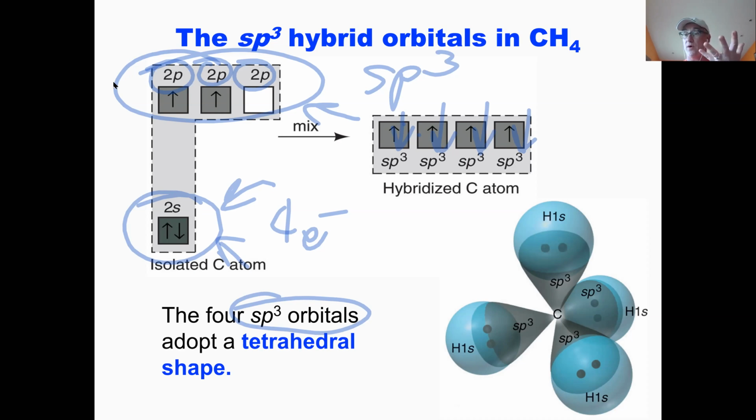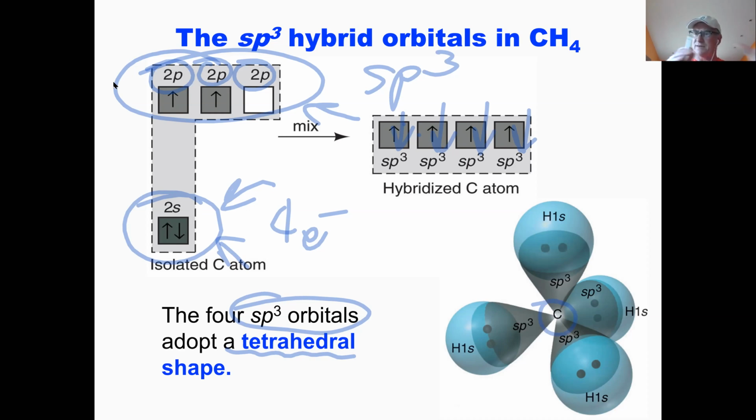And when you have four regions of electron density that are equal to each other, what shape does that take? Well, we've already learned that it takes a tetrahedral shape. And that's where the tetrahedral shape comes from. By mixing those together and putting the electrons in four separate orbitals, we get the tetrahedral shape.